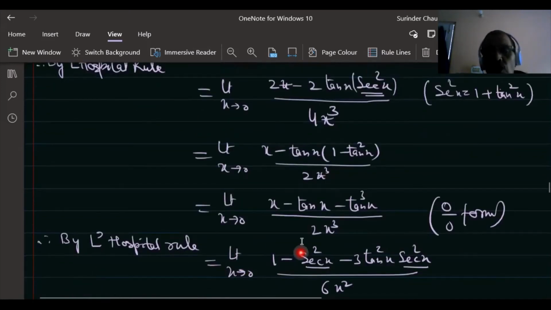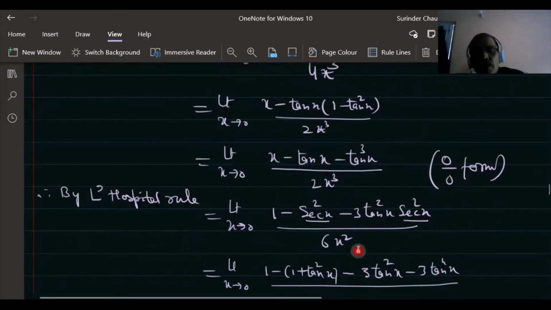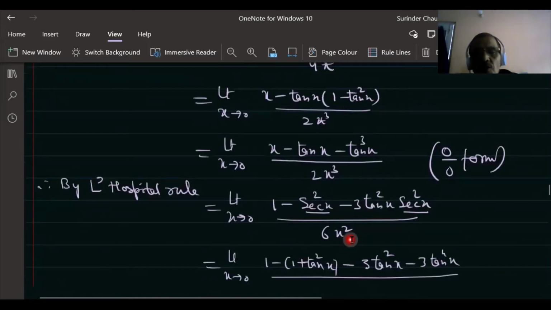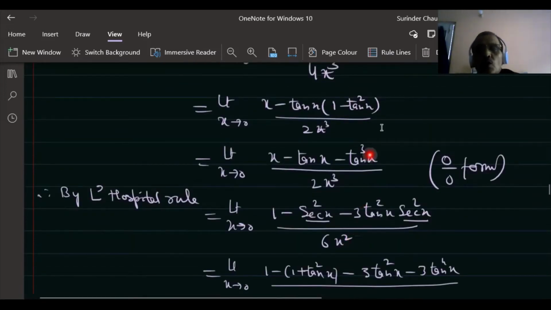The limit as x goes to 0: differentiating, the derivative of x is 1, and the derivative of the other term is 3 tan squared x sec squared x, with the chain rule, as the derivative of tan x is sec squared x, upon 12x squared. Again we check: at 0, sec 0 is 1, 1 minus 1 is 0, so 0 upon 0. So again we can apply L'Hospital's rule here also.